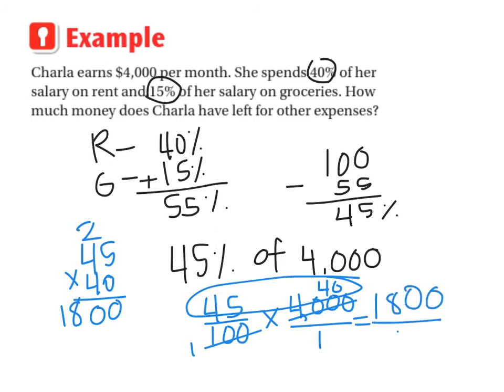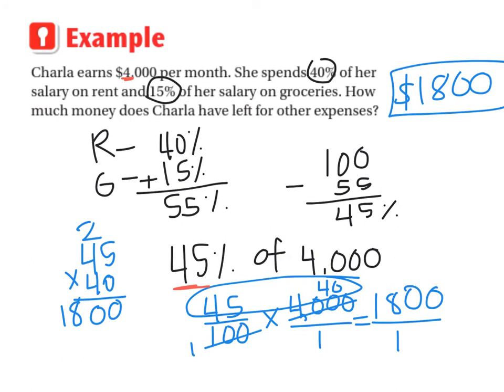And then that's 1. So out of $4,000, she has $1,800 left over after she pays her rent and her groceries, which is reasonable. We knew that because it was less than 50%, it would be less than $2,000, because $2,000 would have been 50% of $4,000. So $1,800 makes a lot of sense, which is good.